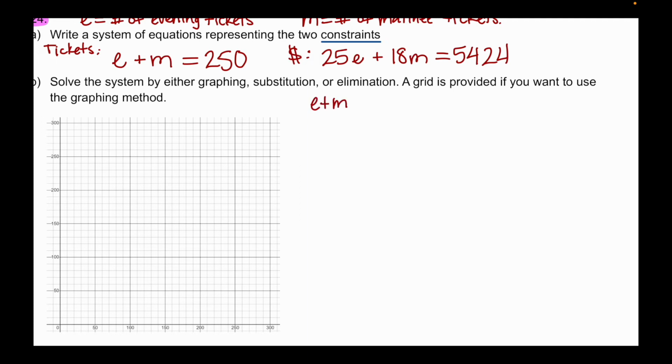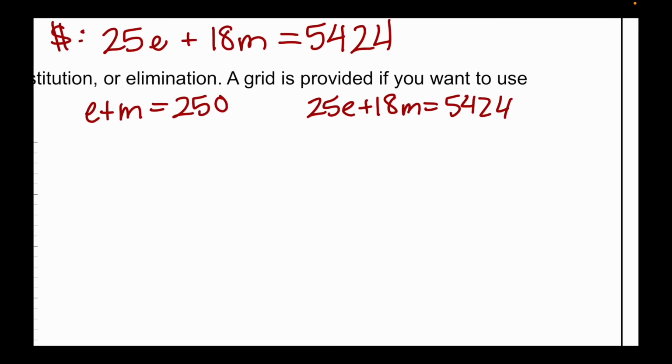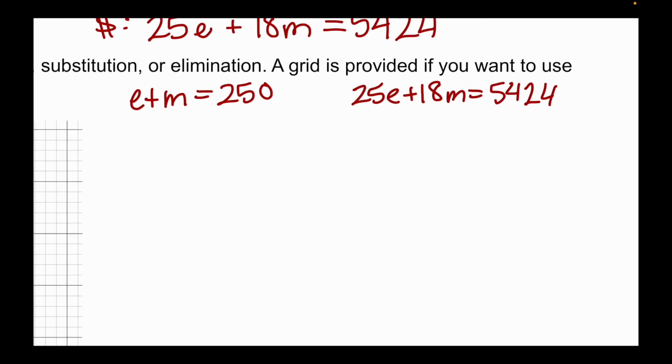E plus M equals 250. And then I also have 25E plus 18M is 5424. Kind of looks like a Z, but that's a 2, I promise. I'll fix it up so it doesn't look that terrible.